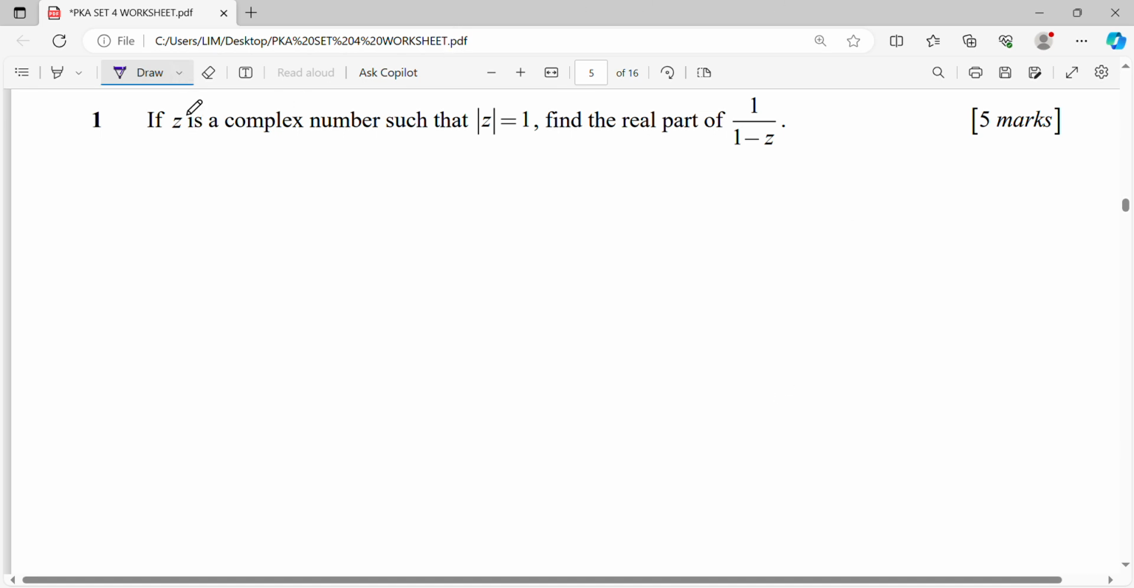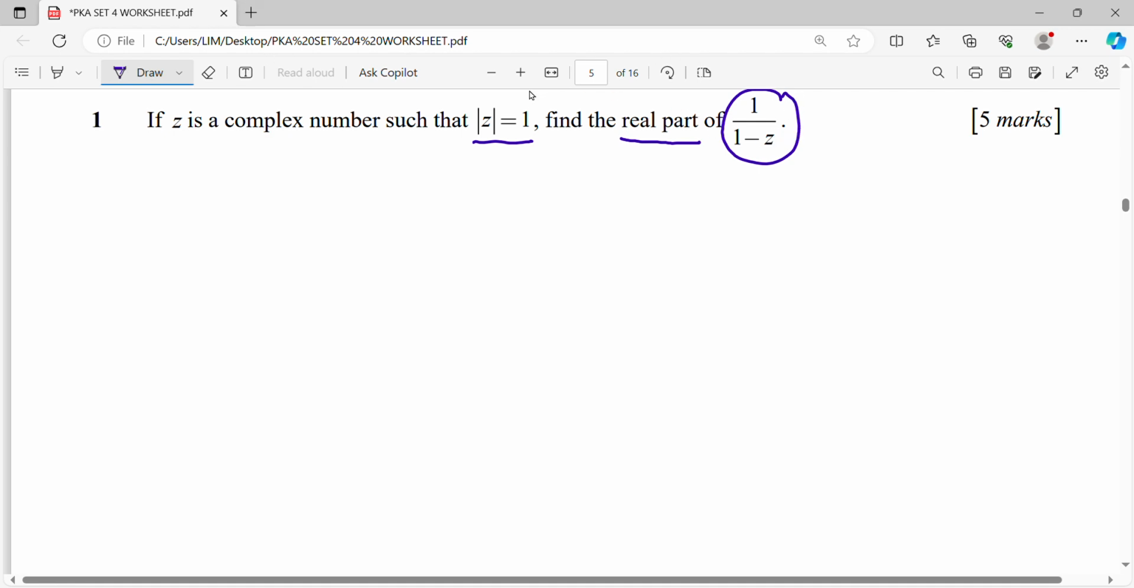So look at the question here. If Z is a complex number such that its modulus is equal to 1, find the real part of this division of complex numbers. So you have two pieces of information here: one is the modulus part, and the other is the division operation of complex numbers.